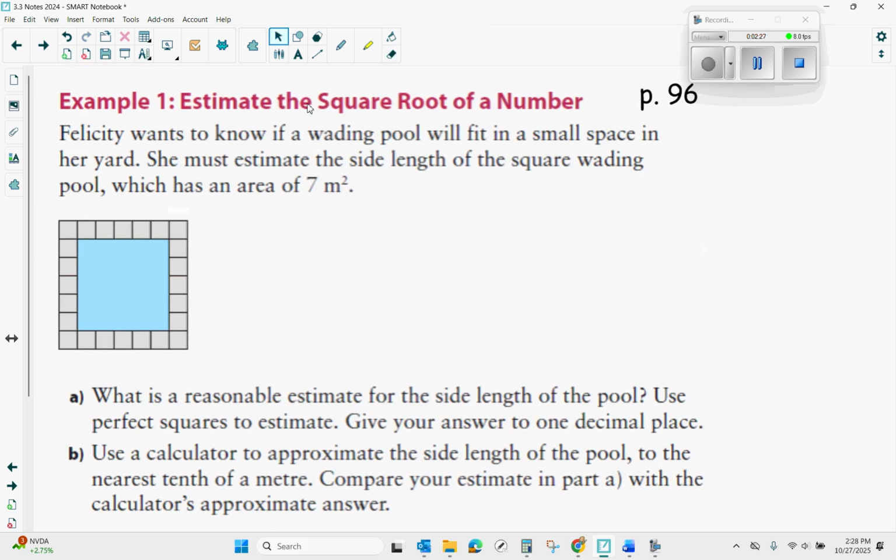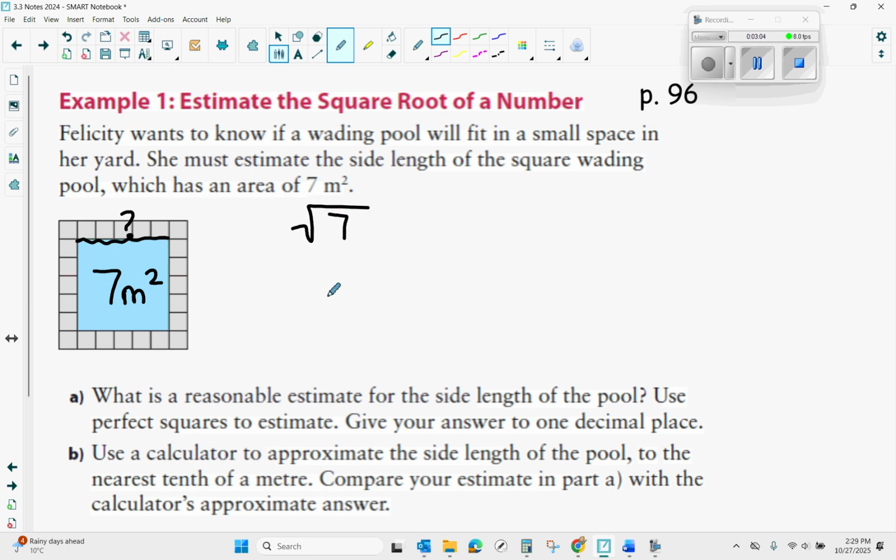All right, let's look at example 1. So this is out of the grade 8 textbook, of course, because this section came from there. This is page 96 of the grade 8 textbook. Felicity wants to know if a wading pool will fit in a small space in her yard. She must estimate the side length of the square wading pool, which has an area of 7 meters squared. So the area of this pool is 7 meters squared. I want to know the side length. So what I really want to know is the square root of 7.